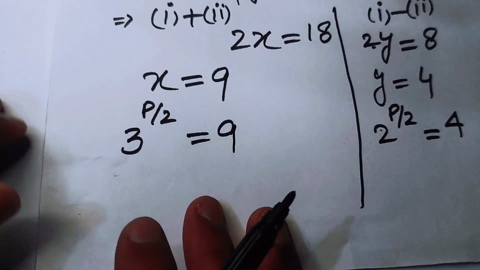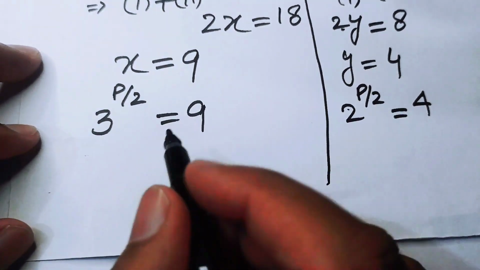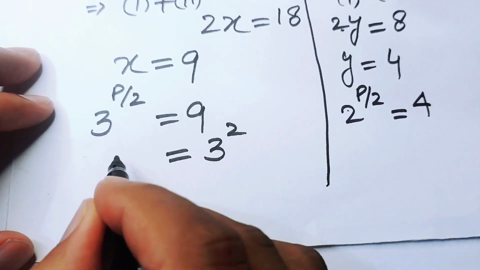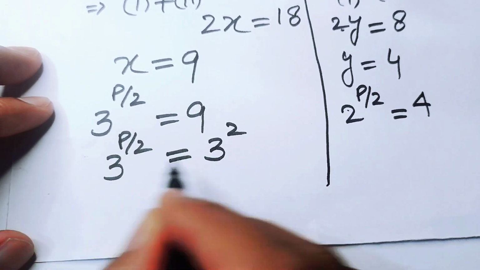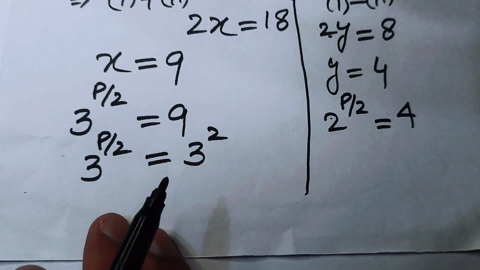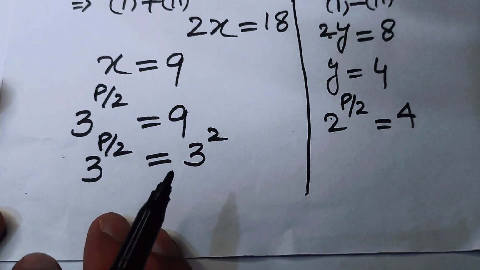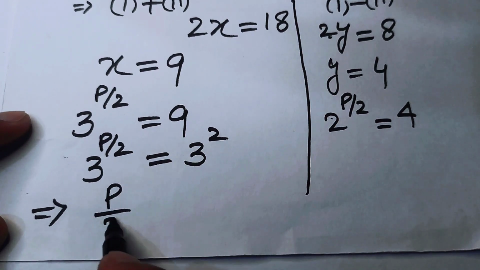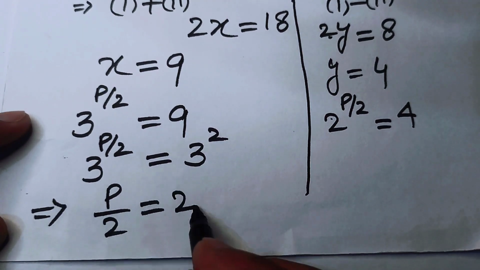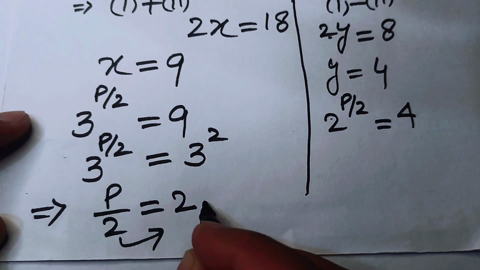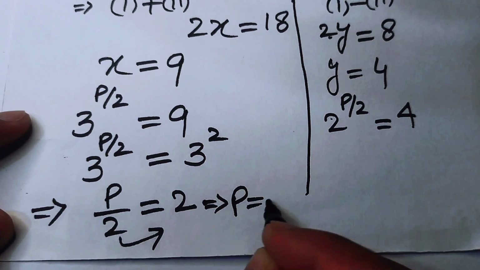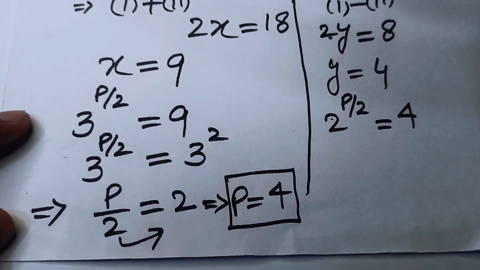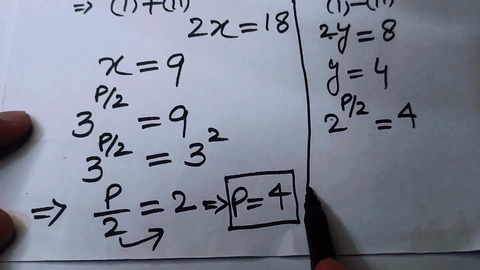So first I will solve this case, and here you have 9 and we will write it as 3 square. And now you compare both of the sides. The bases on both of the sides are the same, so we will equate its exponents. So this implies that p over 2 is equal to 2, and we move this 2 to the right hand side and it becomes p is equal to 2 times 2 is 4. So this is the one solution of the given equation.